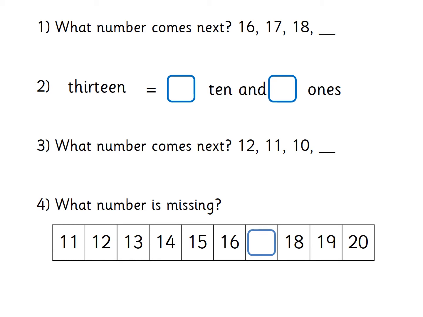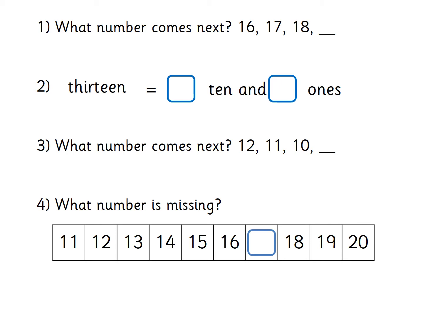Right, question number 2. 13, which is a 1 and a 3, is equal to how many 10s and how many 1s? Have a think back from yesterday's lesson. Yeah, it's 1 10 and 3 1s. Well done. 1 10 and 3 1s make 13.